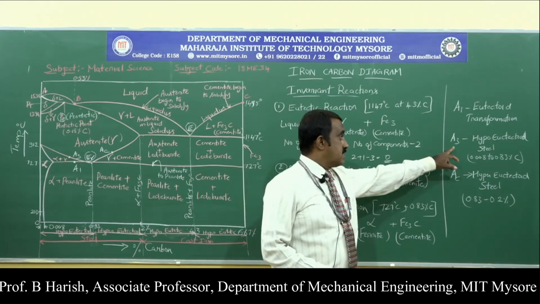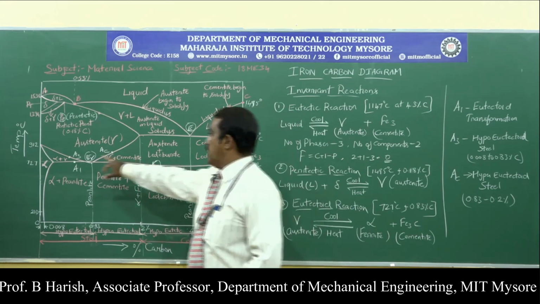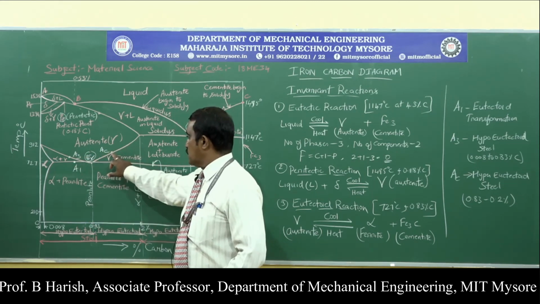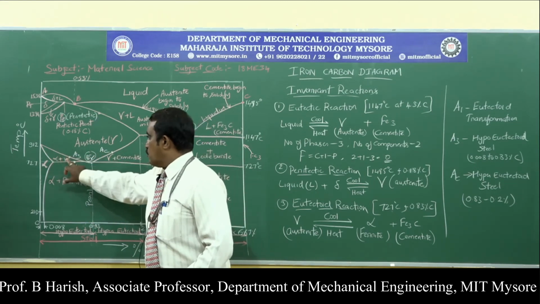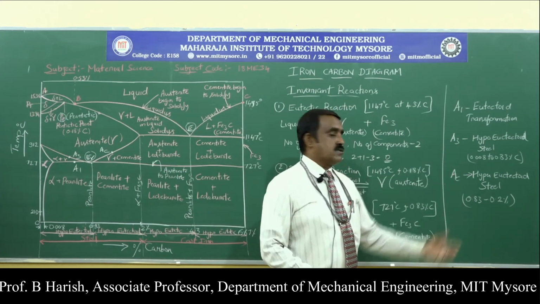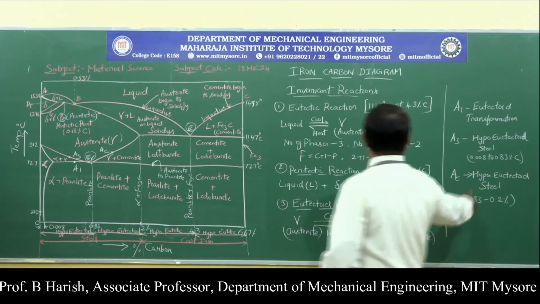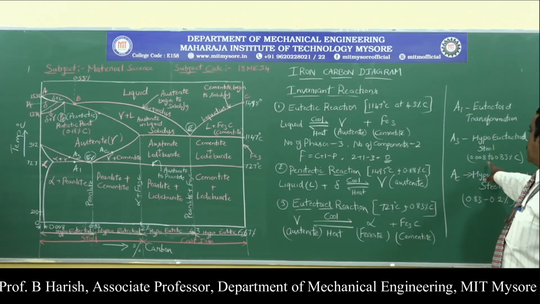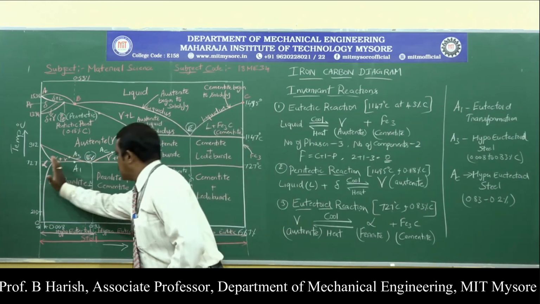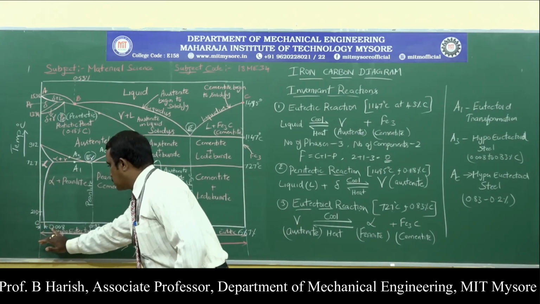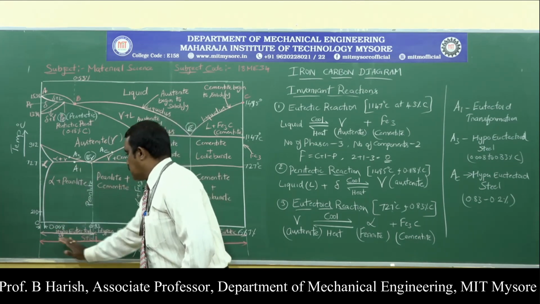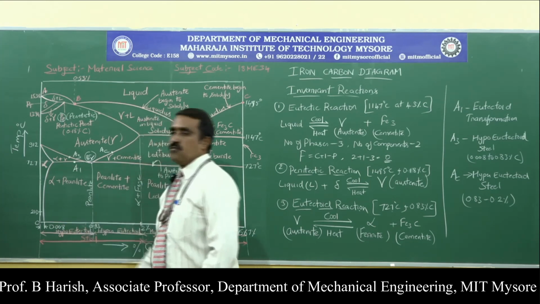Second one is A3. So where is A3? A3 is here. Then Acm is on this curve portion. So A3 is for the hypo-eutectoid steel. A3 takes place, if you observe, between 0.008% and 0.83%. So this is the region, hypo-eutectoid steel, that we get.